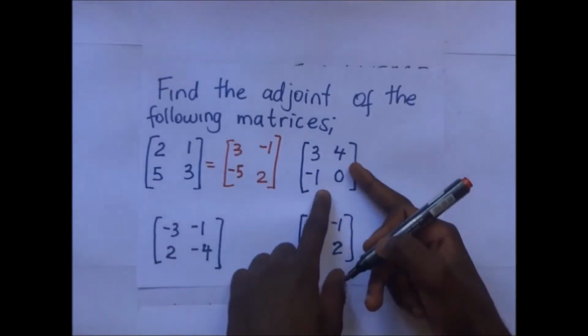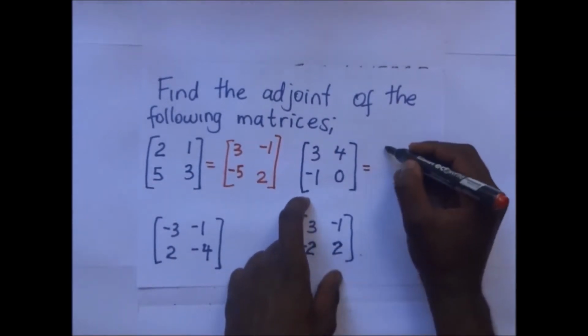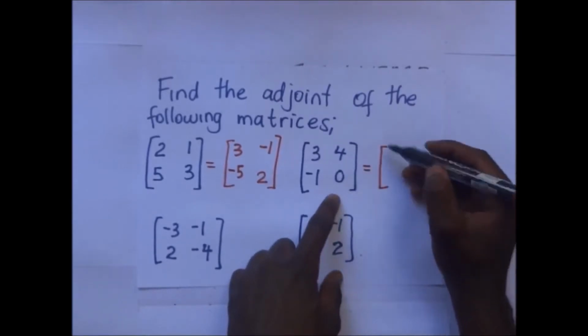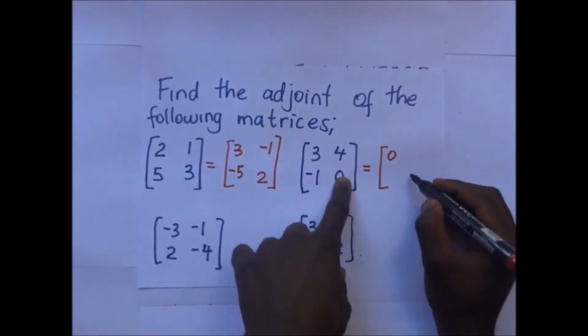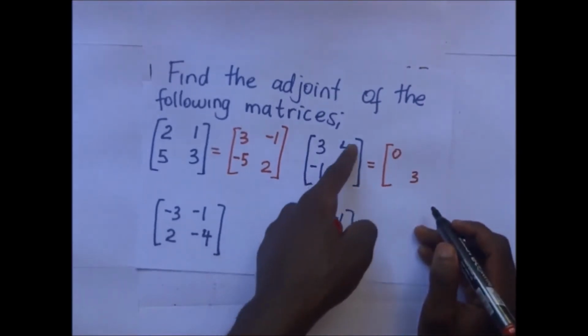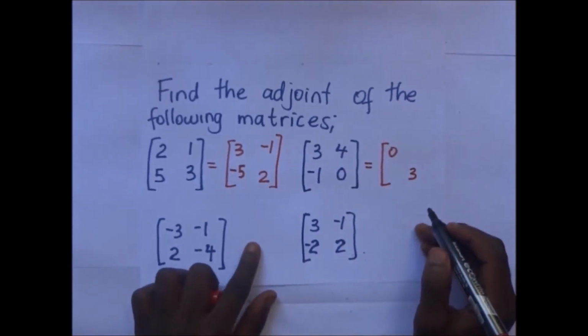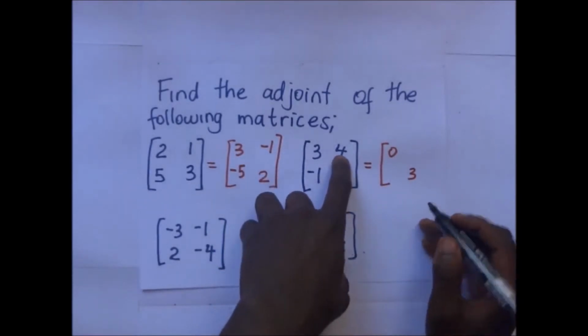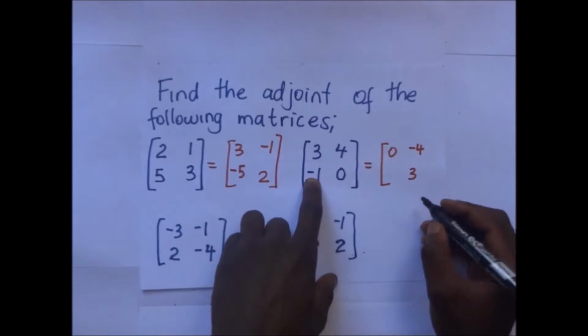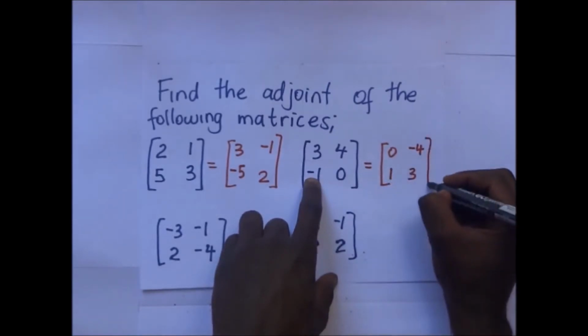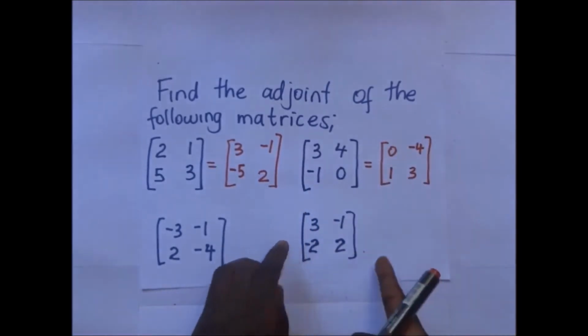Let's get to this matrix. The adjoint of this matrix is going to become, we have the 0 here, then the 3, these two interchange, so 3 is down here. Then in this other diagonal, we multiply by -1. So 4 times -1 is -4. Then -1 times -1 gives us +1. And that's the adjoint of this matrix.